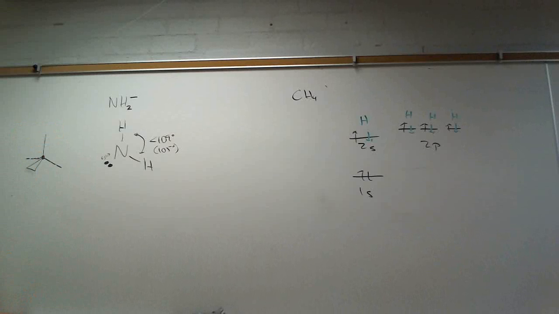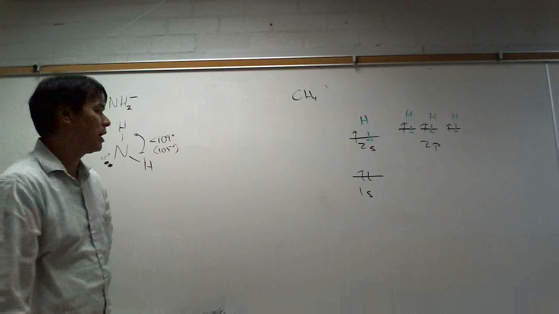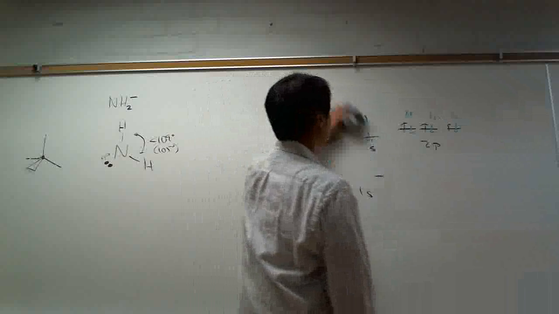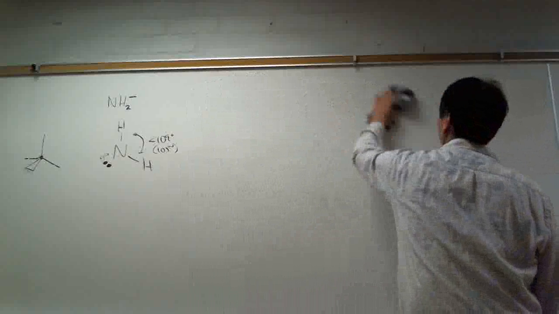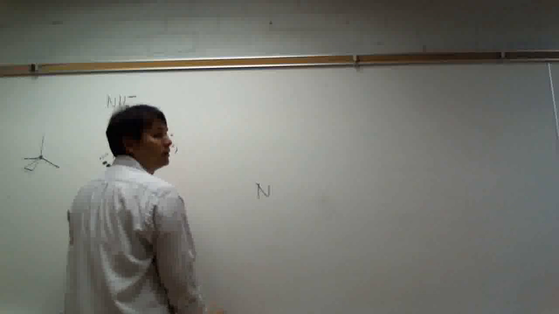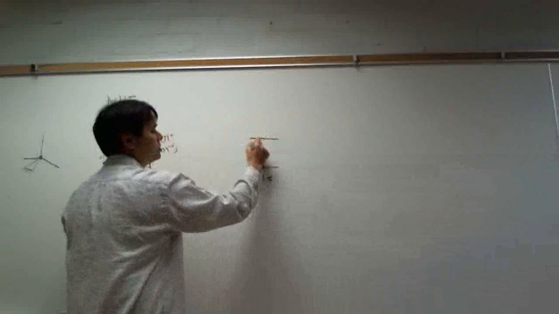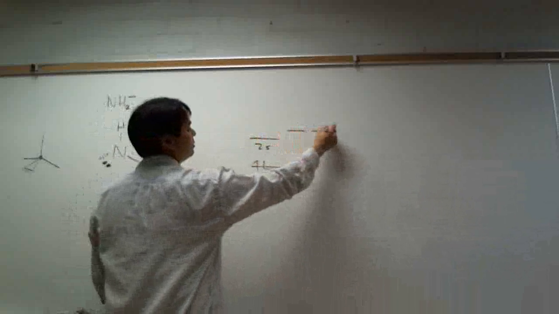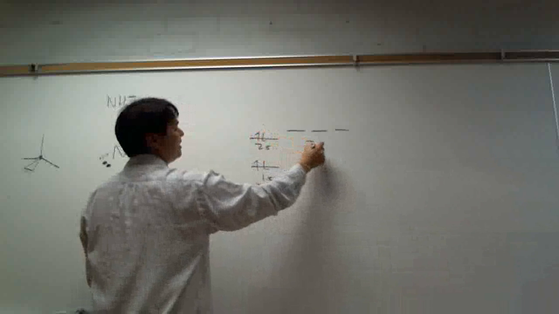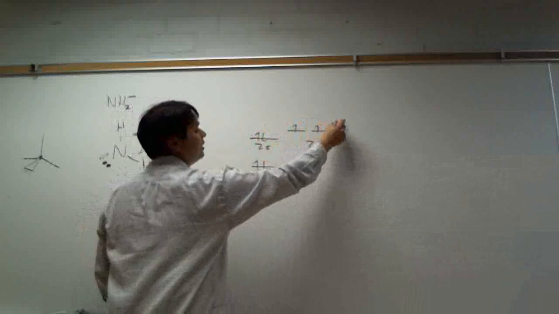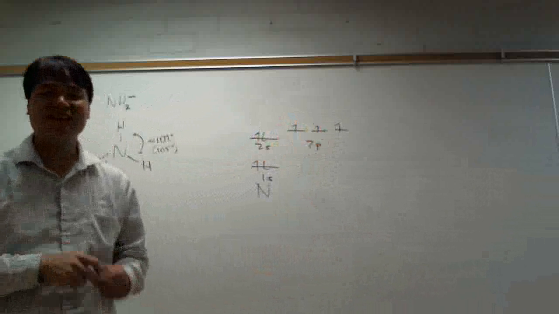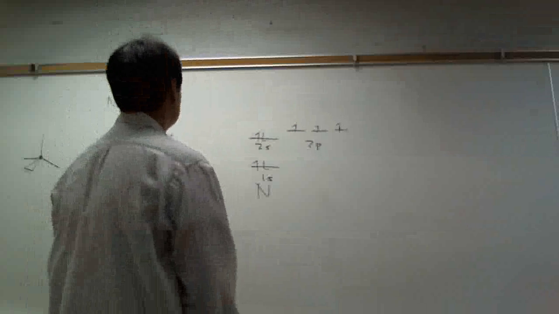But you said the bonds are always in the plane. Not always. Sometimes I'll throw a lone pair in the plane. That happens with ammonia, which we'll draw in just a minute. But let's take a look at the energy level diagram. Look what you got here. 1s, 2s, 2p, 1, 2, 3. And where do the hydrogens come in? The first two. The first two?